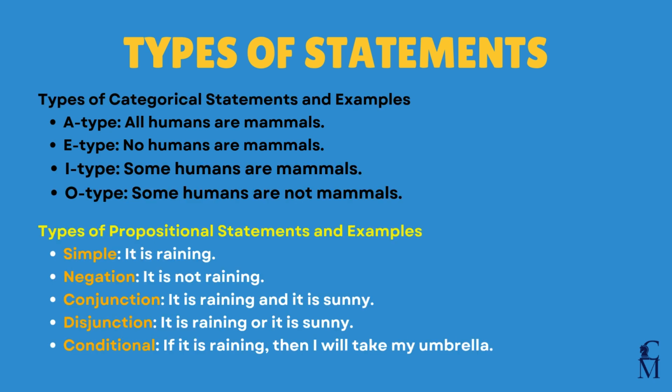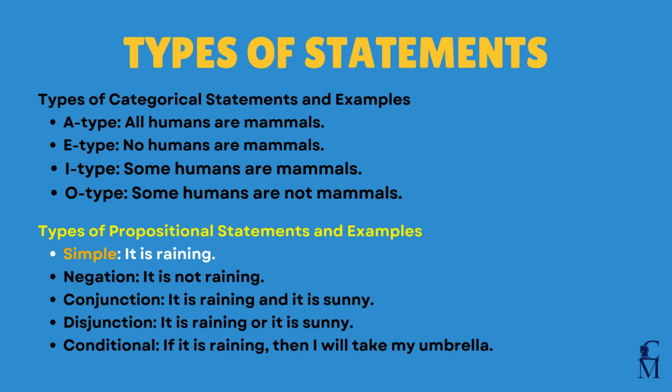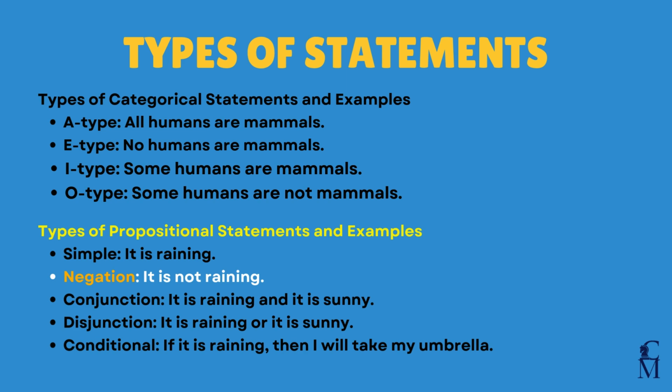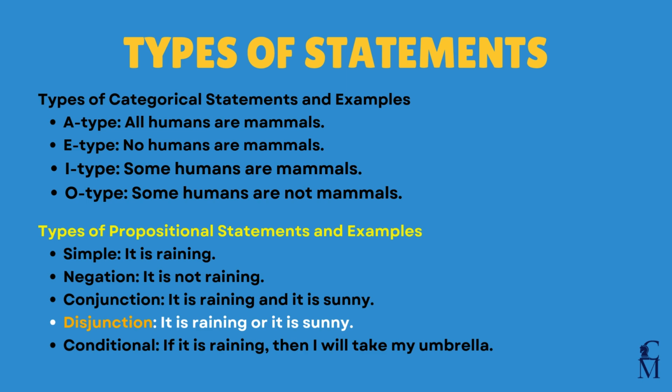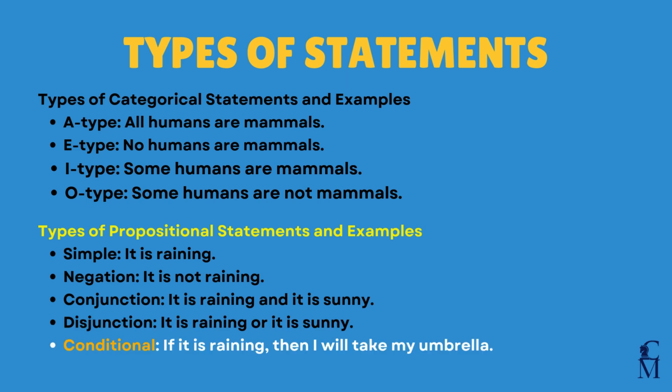The 5 types of propositional statements we discussed are: a simple statement. For example, it is raining. A negation. For example, it is not raining. A conjunction. For example, it is raining and it is sunny. A disjunction. For example, it is raining or it is sunny. And a conditional statement. For example, if it is raining, then I will take my umbrella.